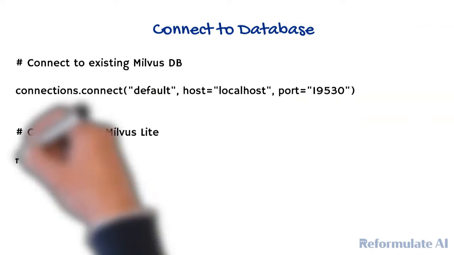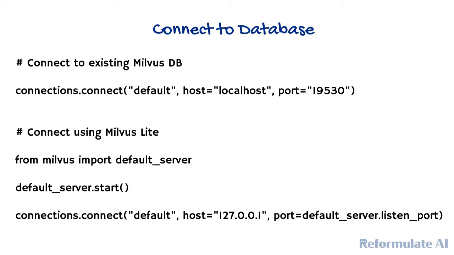To connect to an existing Milvus database, simply call connections.connect, passing in the host URL and port information for your database. The default port to connect via the Python SDK is port 19530. If you have multiple databases, you can also specify a connection alias string for the specific database you are connecting to. The default connection alias is the string default.